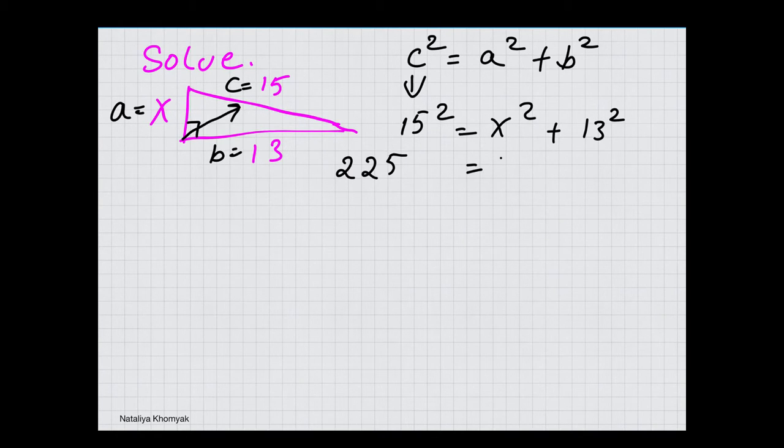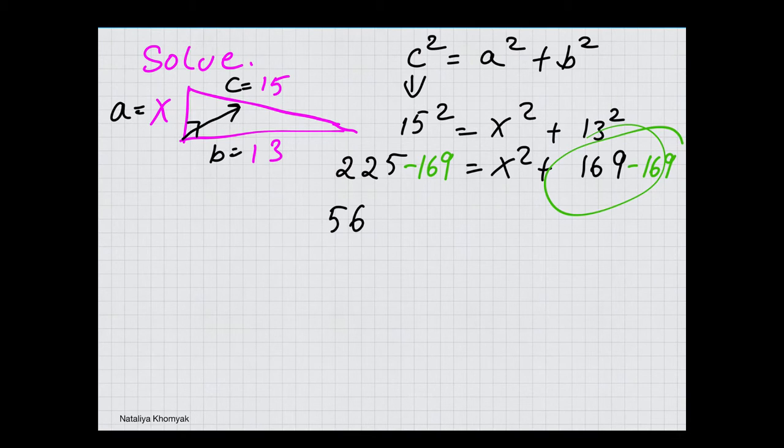225, equals x squared plus 13 squared, which is 169, minus 169 on both sides. That's a 0. 225 minus 169 gives us 56. It's equal to x squared. The second power will cancel with the square root. Whatever you do to one side of the equal sign, you do the same thing to the other side. So square root and the second power cancel out. Now you just need to simplify the square root of 56.